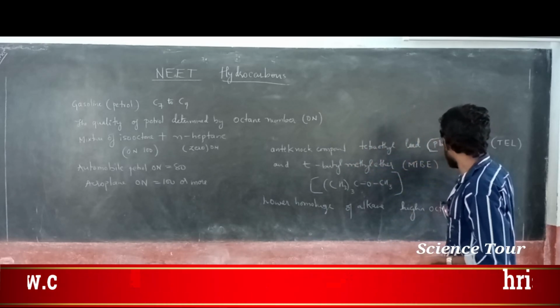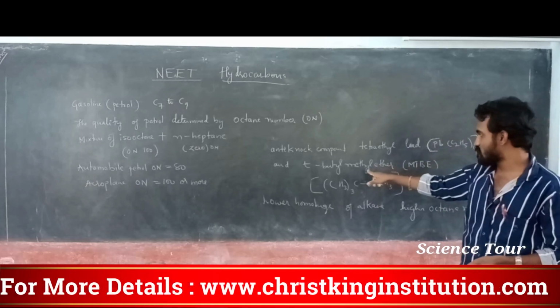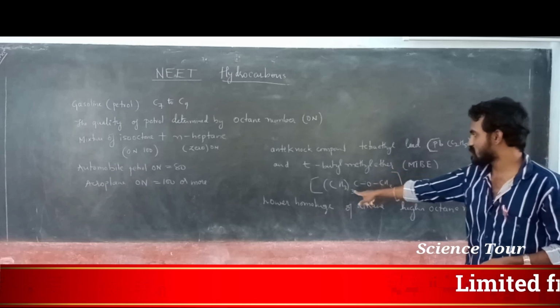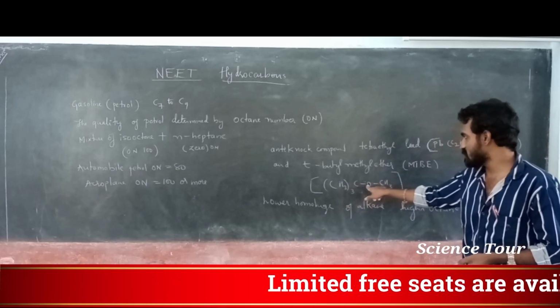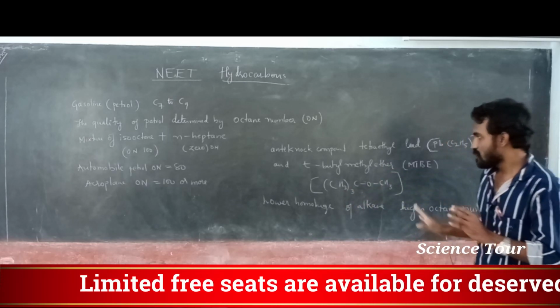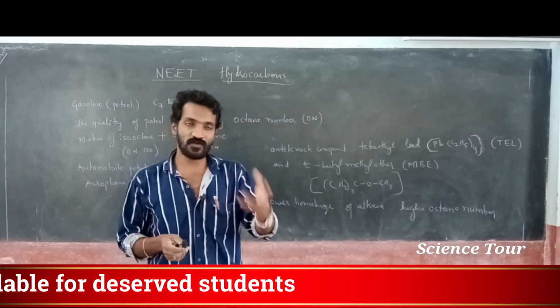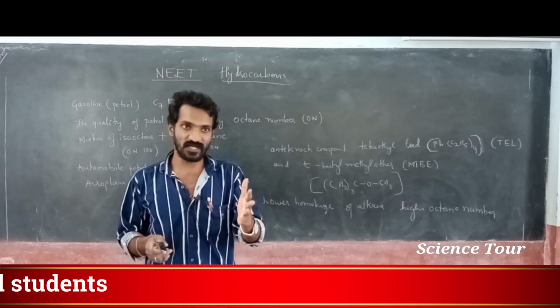Tetraethyl lead, also called TEL, and tertiary butyl methyl ether. This formula is written here. What is an anti-knocking compound? That is also important, my dear students. Knocking, or detonation, it is called.